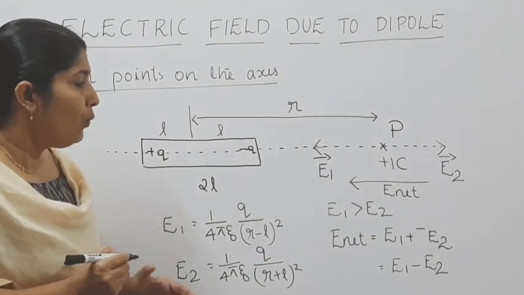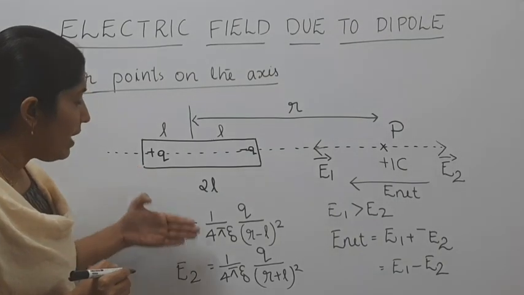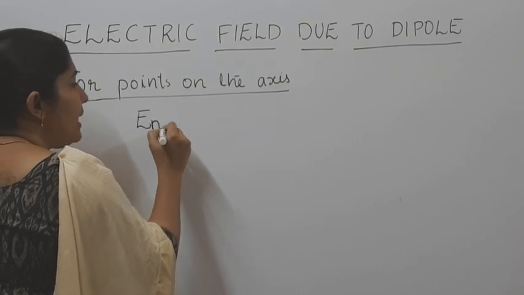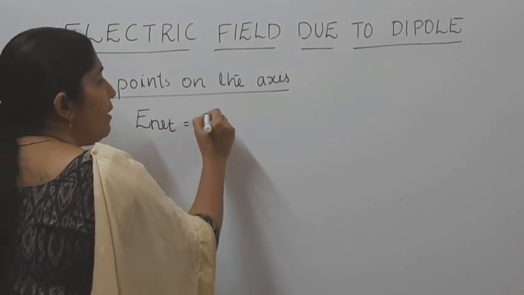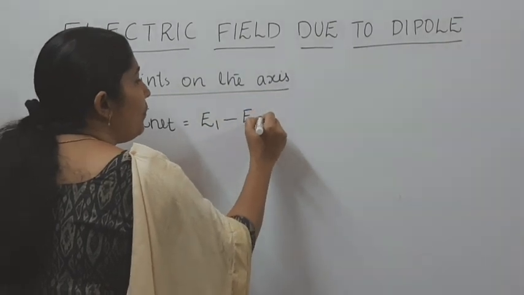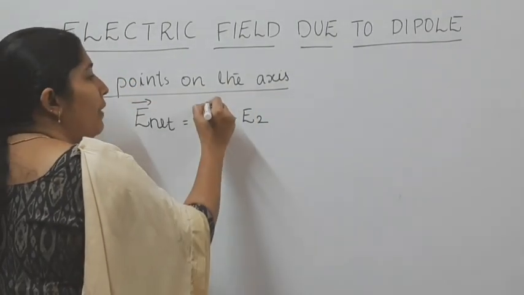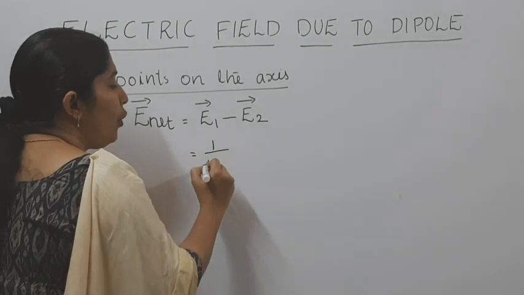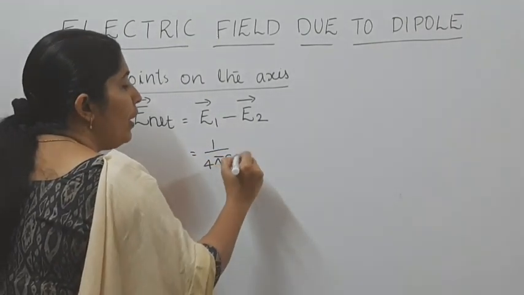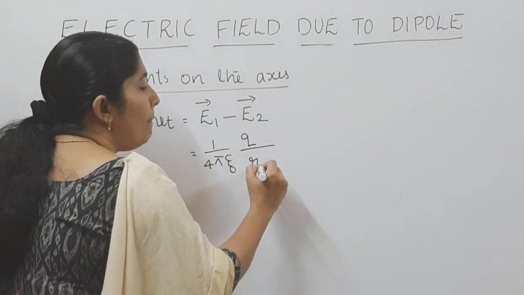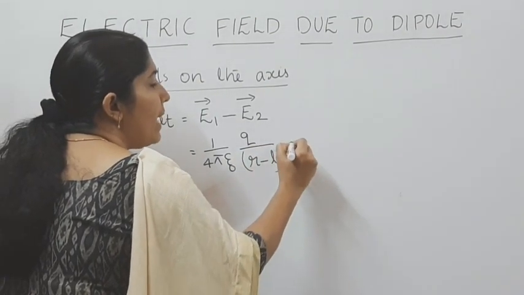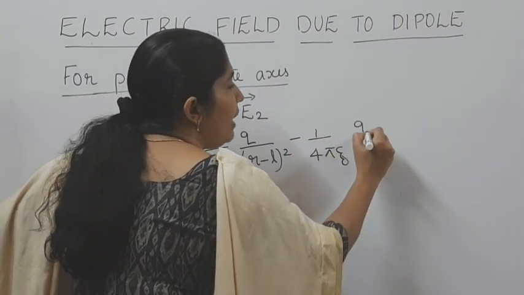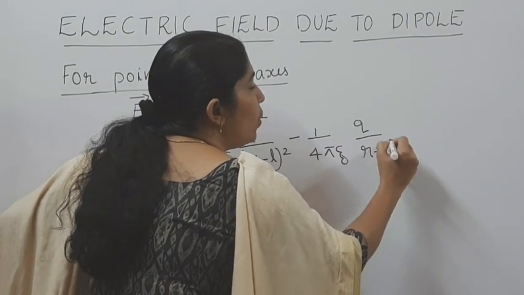Now, we want to substitute these two values, E1 and E2, in this equation. Net electric field E net is equal to E1 minus E2, or vector E net is equal to vector E1 minus vector E2. That is equal to 1 by 4 pi epsilon 0 into Q divided by (R minus L) the whole square, minus 1 by 4 pi epsilon 0 into Q divided by (R plus L) the whole square.